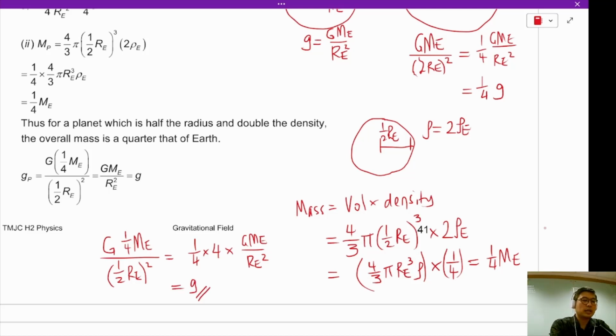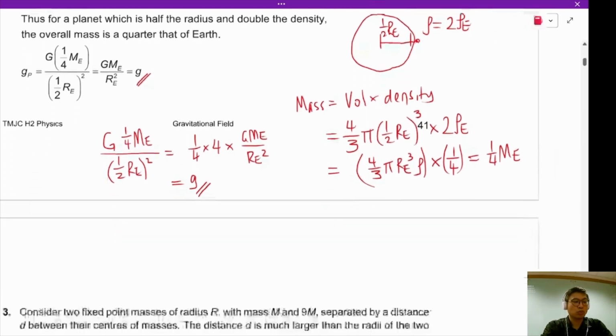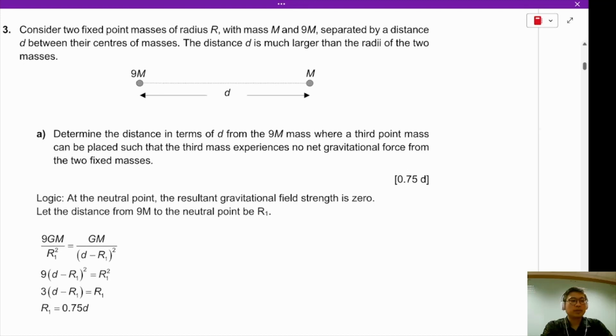So what this means is that the gravitational field strength of the new planet, which is half the radius and double the density, is the same on its surface as it is on the surface of the Earth. Alright, so this is question 2. Now let's move on to question 3. Consider two fixed point masses of radius r with masses m and 9m separated by a distance d. Determine the distance in terms of d from the 9m mass where a third point mass can be placed such that the third mass experiences no net gravitational force. So this is going to be the neutral point.